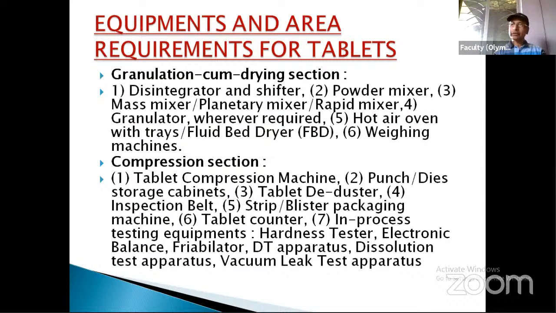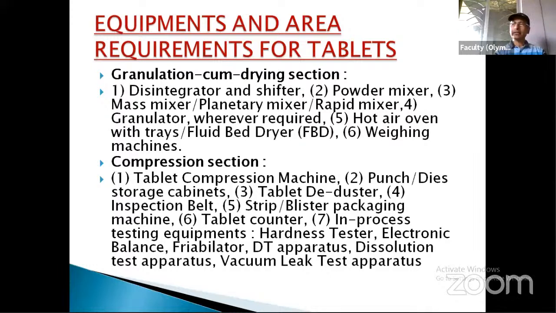A granulator will be there if granulation is necessary for preparing any particular tablet. A hot air oven with trays where you can dry your particles, either powders or granules. Sometimes you have to dry in a fluidized bed dryer, a big dryer where you dry your powders in a fluidized way. And a weighing machine obviously should be there. Otherwise, how can you take the weights? So these are the minimum equipments required in the first section, that is the granulation and drying section.